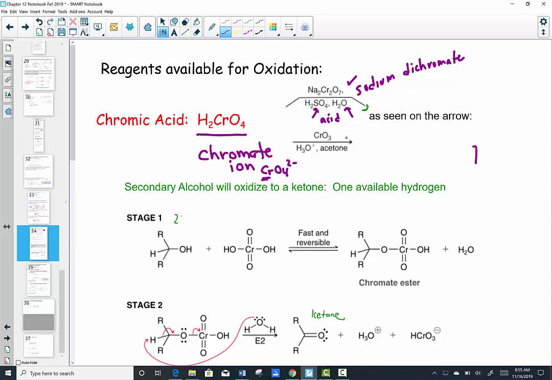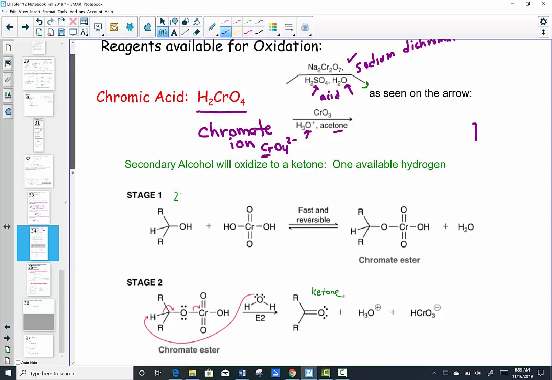Here's another way you might see chromium sitting on the arrow. You'd have it as a compound itself, chromium with a +3 charge here. So you have chromium oxide and a workup of an acid in a solvent of acetone. These are not numbered steps, so the solvent and the reagent are all in the same reaction vessel. So the chromium in the form of an acidic solution oxidizes.